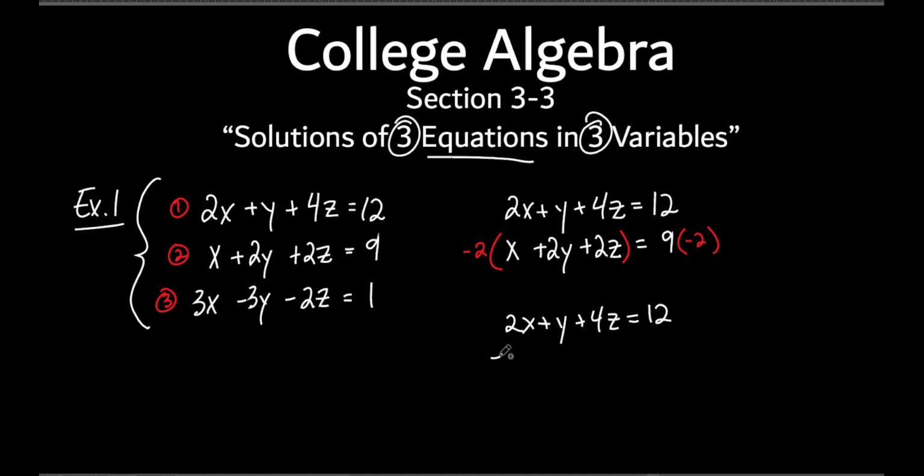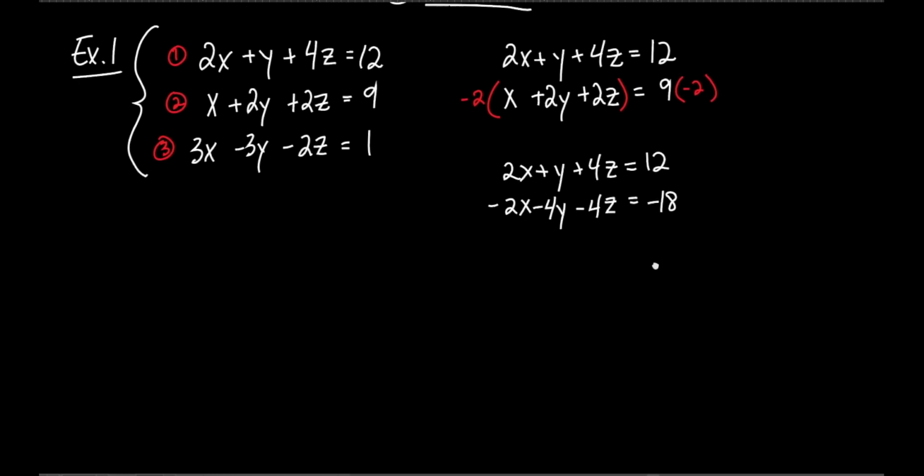So this is going to be negative 2x. This is going to be negative 4y. And this is going to be, oh, I know why I did this. Now I remember. And this is going to be negative 4z. And this is going to be negative 18. All right? Let's push this up a little bit. Now we're ready to get rid of the z's. But look at what else eliminates. The x's eliminate as well, don't they?